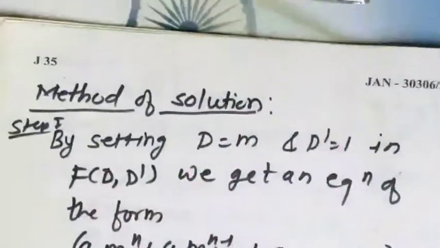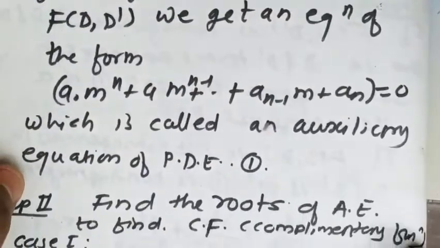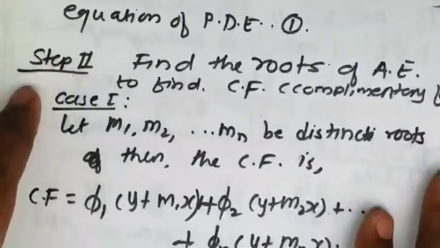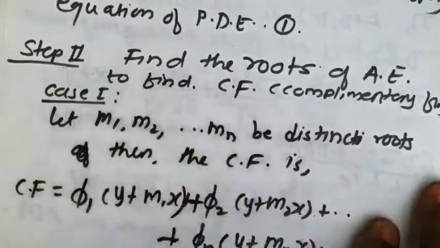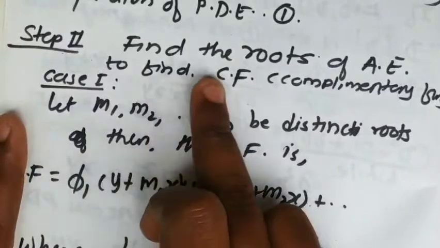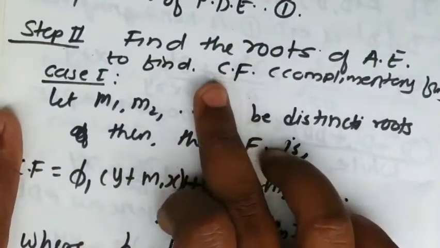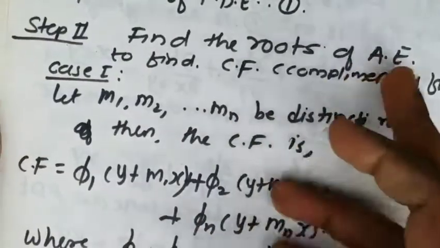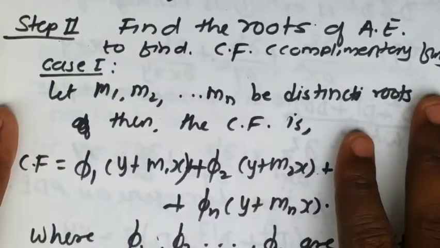So what is step 1 of the solution? Determine the auxiliary equation by putting D equal to m and D' equal to 1. So we'll get this type of polynomial like we have done for ordinary differential equations. But here we have quite different things. Step number 2: find the roots of the auxiliary equation. Like we did in the ordinary differential case, we determine the roots of the auxiliary equation. The same thing we are going to do here. Find the roots of the auxiliary equation to find the complementary function. So using these roots, we are going to determine the complementary function of the given differential equation.